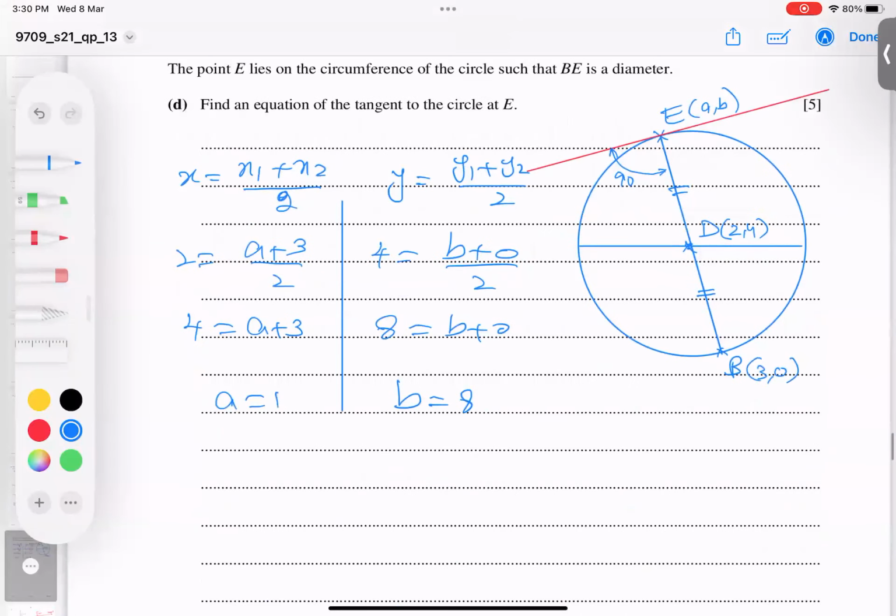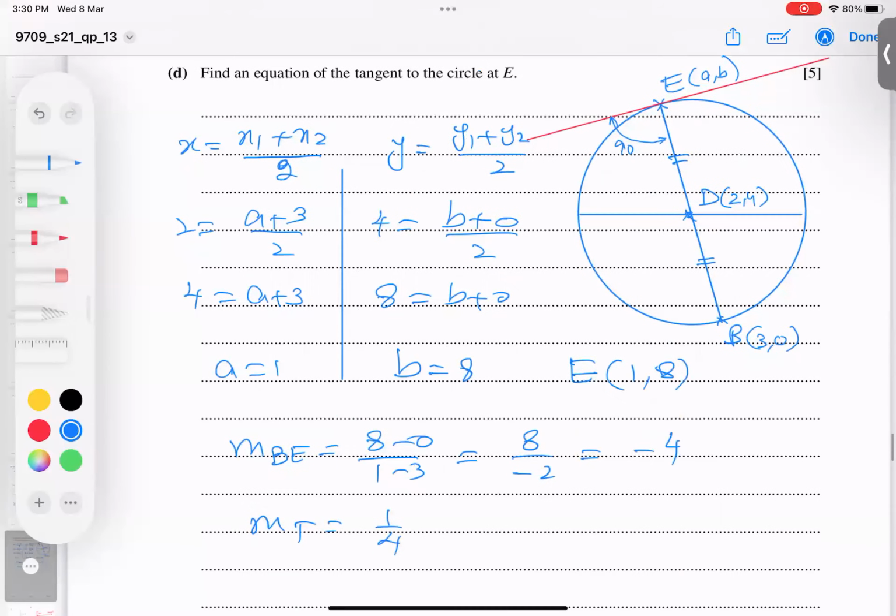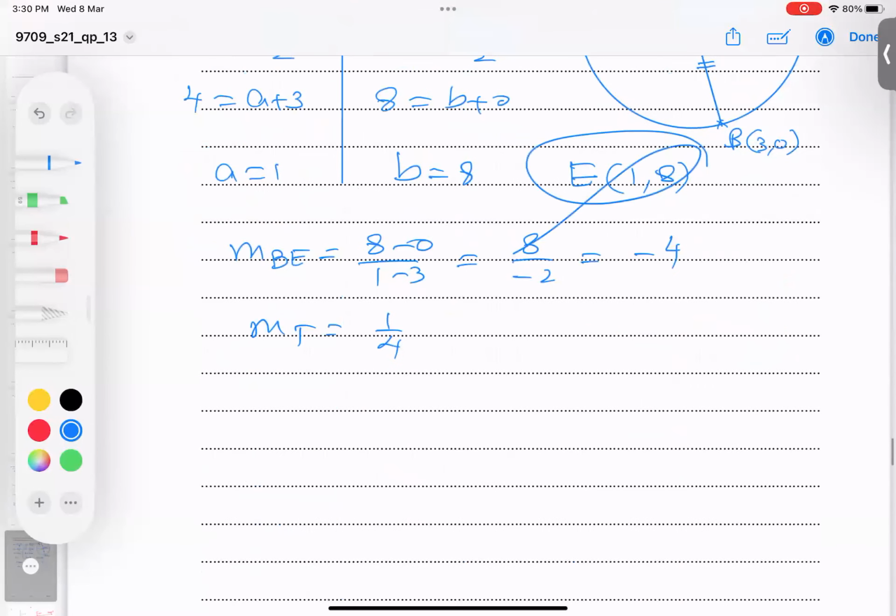Now I'm finding the gradient of what? You can use BE, you can use DE, no issue at all. So the gradient of BE: Y2 minus Y1, or 8 minus 0, and 1 minus 3. I got 8 by minus 2, so minus 4 is the gradient. But what is the gradient of this diameter radius? This is it. Then what is the tangent gradient? The negative reciprocal, plus 1 by 4. And I'm bound to use the E coordinate and this gradient.